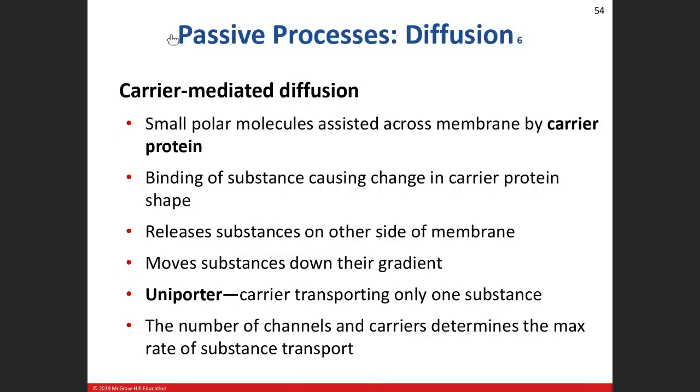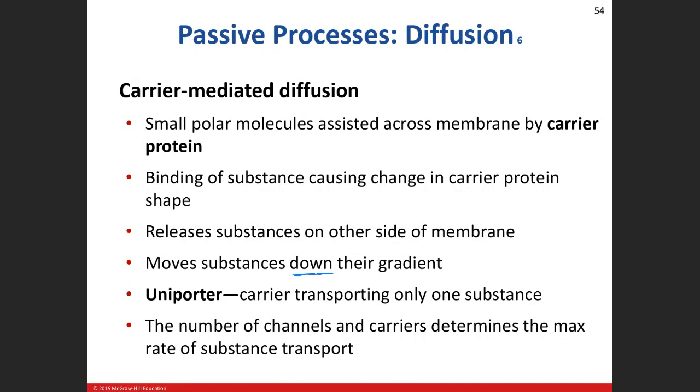Keep in mind, we're dealing with diffusion. So we're always going to be dealing with stuff moving down their concentration gradient. So if you have a lot of glucose on the inside of the cell and very little on the outside, glucose isn't going to enter the cell anymore. It won't do it.